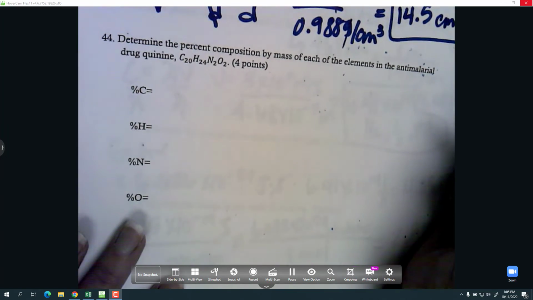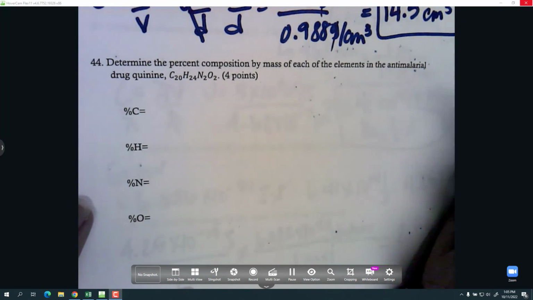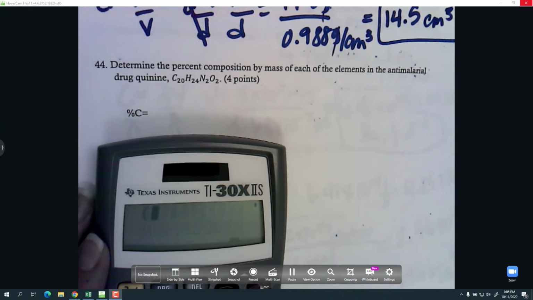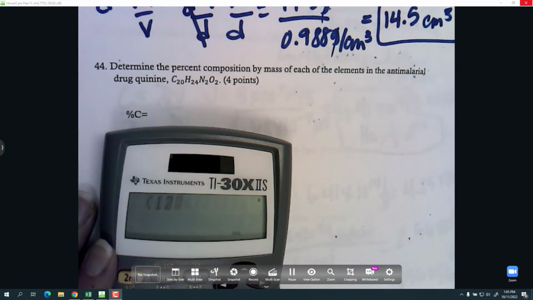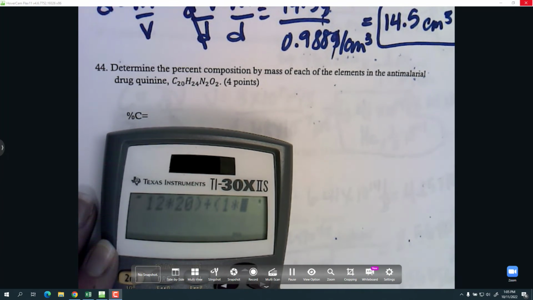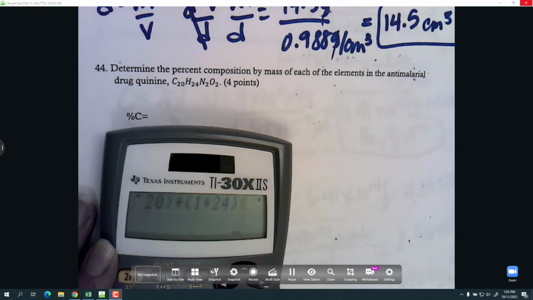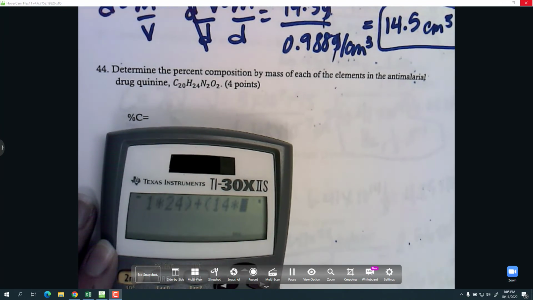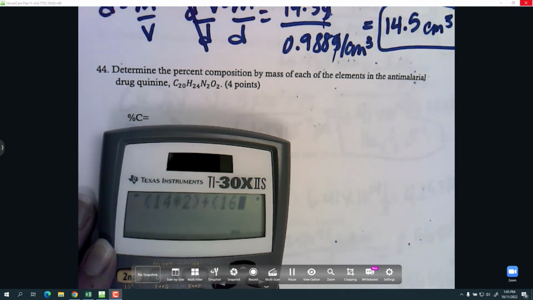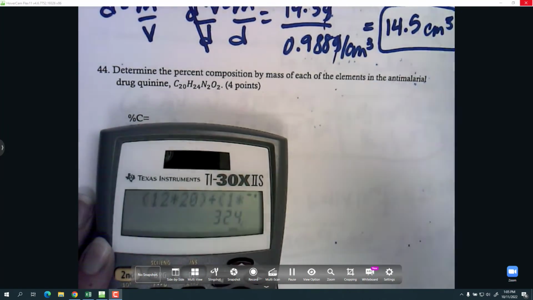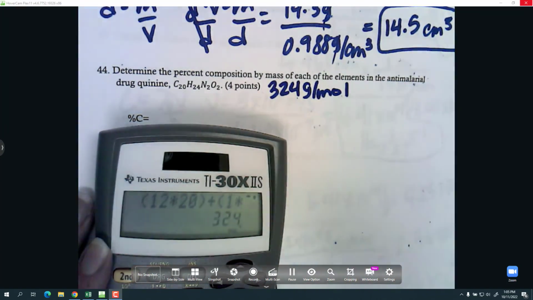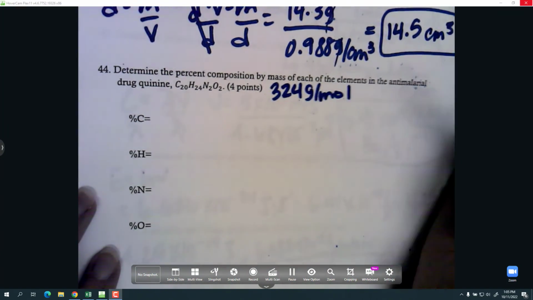All right, and last but not least, percent composition. For percent composition, I need to figure out the molar mass of the whole thing first. So let me just go ahead and do that in my calculator. 12 is the molar mass of carbon, and there are 20 of those. 1 is the molar mass of hydrogen, and there are 24 of those. 14 is the molar mass of nitrogen, and there are 2 of those. And 16 is the molar mass of oxygen, and there are 2 of those. So 324 grams per mole.